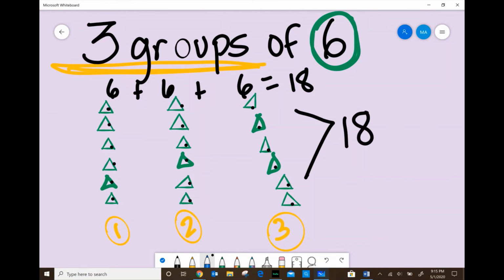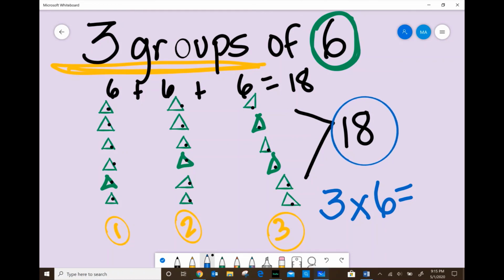Now, if you want to write your multiplication sentence, you would write it as 3 because you have 3 groups, times 6 equals the total number of triangles that you have, which would be 18.